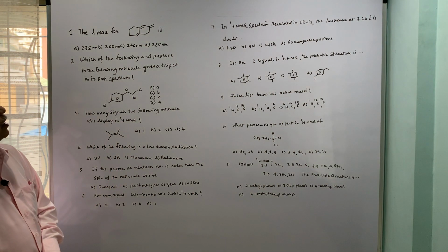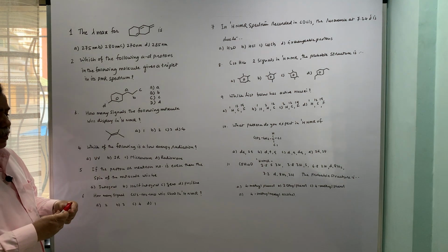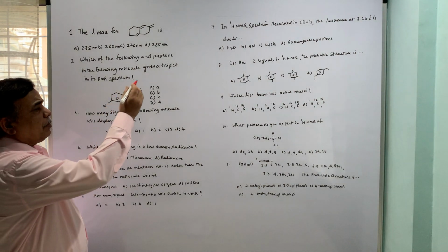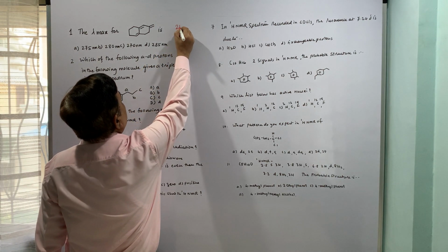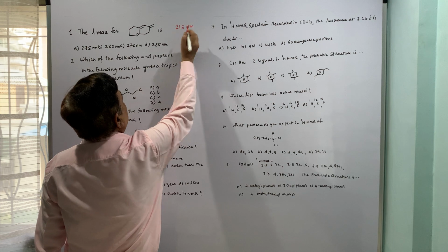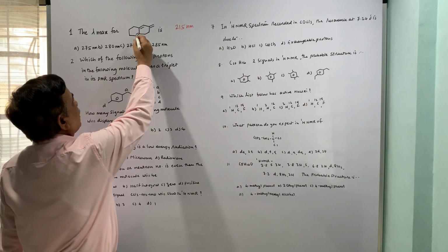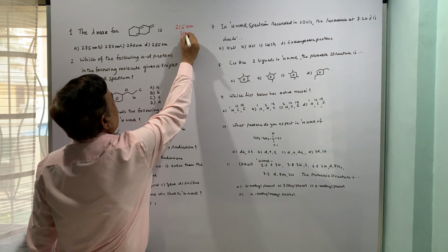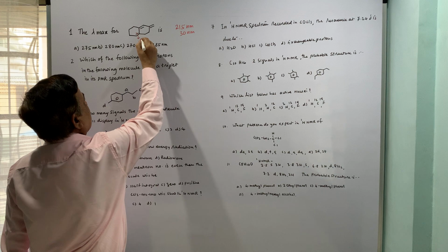The first question is: lambda max for this molecule is. First of all, you have to find out the lambda max for this molecule. So it is a heteroannular diene, so the basic lambda max is 215 nanometer. Extended conjugation is 1, that's why 30. This is extended conjugation.